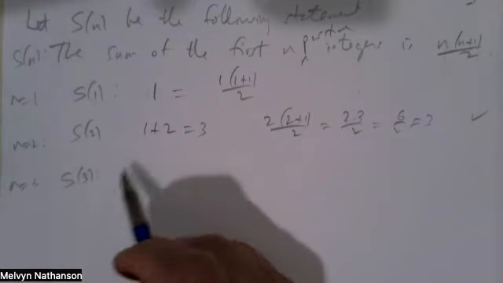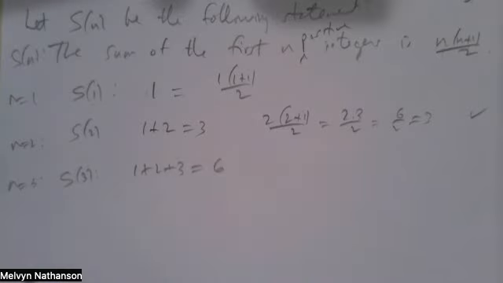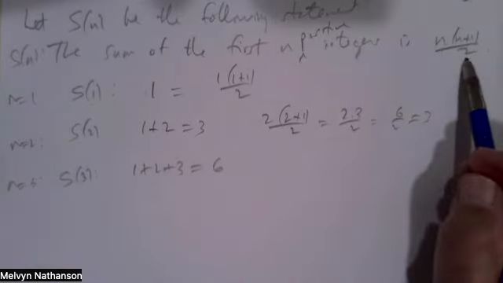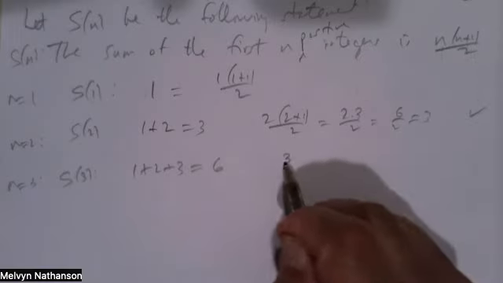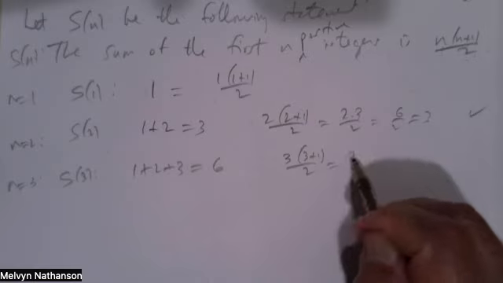What does S of 3 say? Take the sum of the first 3 integers. That's 6. What is this formula when n is 3? This is 3 times 3 plus 1 over 2 is 3 times 4 over 2 is 12 over 2 is 6. So this equals this. Still is true.